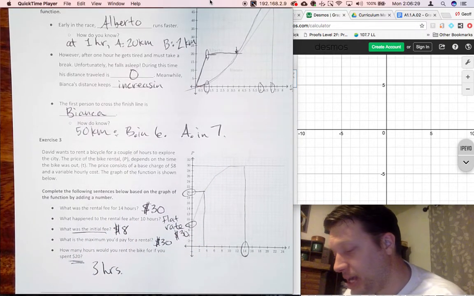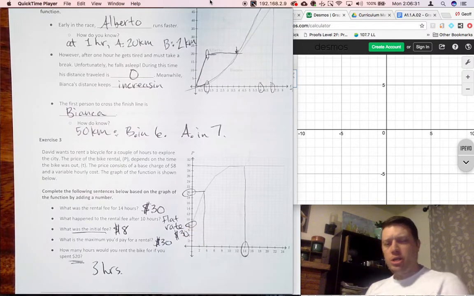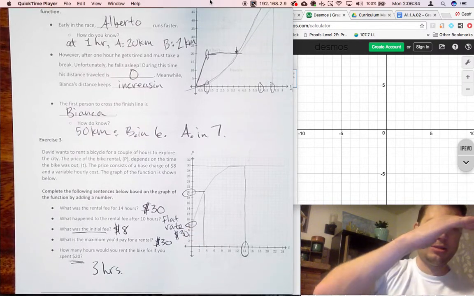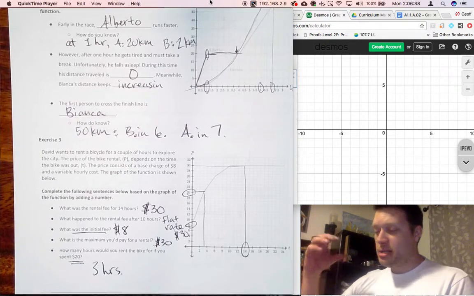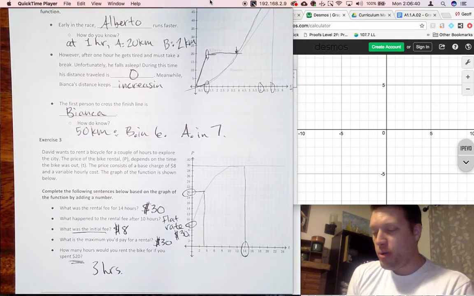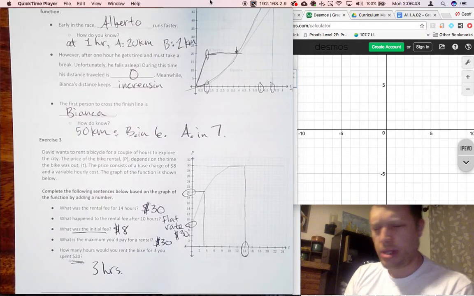The initial fee is $8, but we have this changing line, this rise and then stop kind of function. So it starts at 8 and it's steep, and then the more you rent the bike, the less steep it is until you just rent it the whole day.